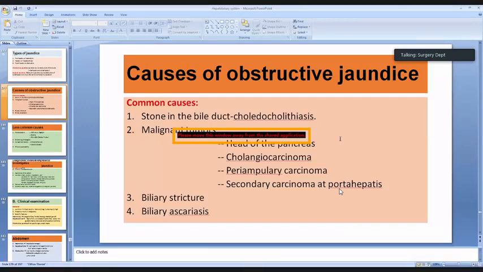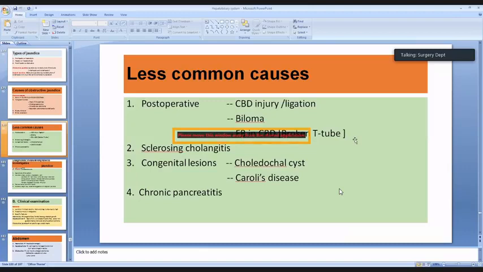And lastly, biliary ascariasis, that is, whenever the Ascaris lumbricoides roundworm enters from the small intestine through the ampulla of Vater into the common bile duct, and the worm dies in the bile duct, producing a mechanical obstruction. So these four are common causes of obstructive jaundice, though there are some rare, less common causes.